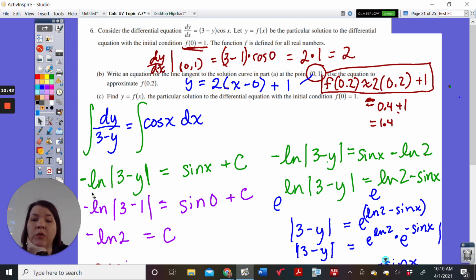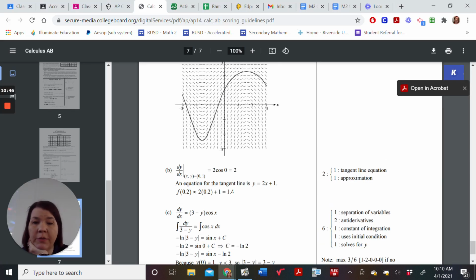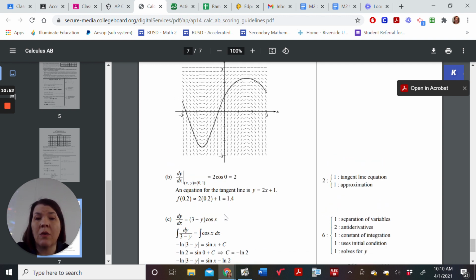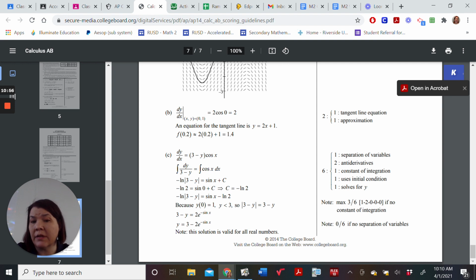Then my approximation was 1.4. Going back to the answer key, approximation 1.4. And again, you can stop anywhere. It's all good. So for my first 2 parts, I've got 3 points. And then this last part is worth 6. So separate, check. Integrate, both antiderivatives, check. Find your value of C, check. Constant of integration, and then use the initial condition, both of those.